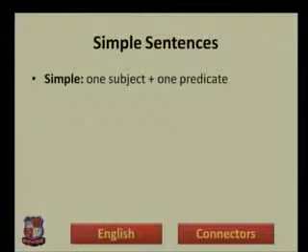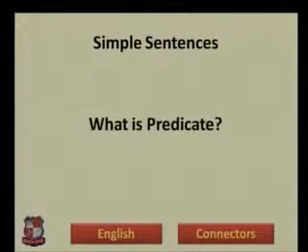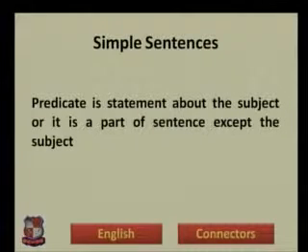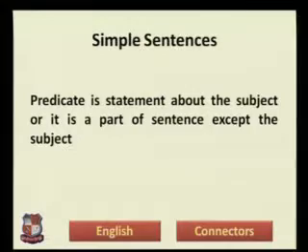First, it is the simple sentence. A simple sentence means there is one subject plus one predicate. What is a predicate? What does it mean by predicate? Here is a definition. A predicate is a statement about the subject, or it is the part of the sentence except the subject. Let us have an example.